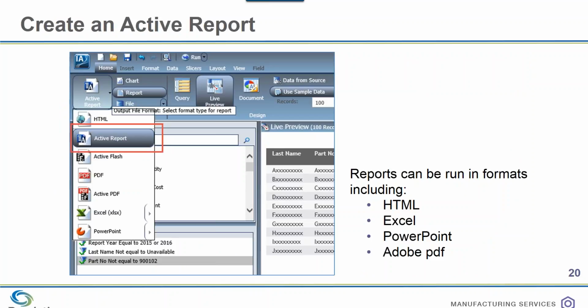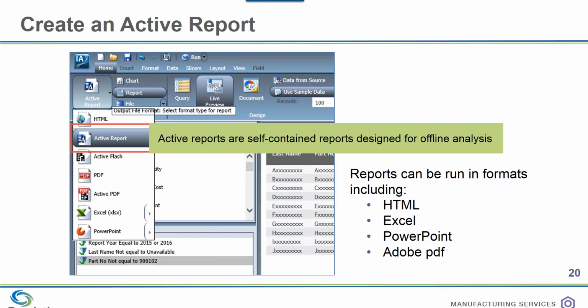So the reports can be run in a variety of formats. I can do that in HTML, Excel, PowerPoint, Adobe PDFs. And another feature is called active reports. Active reports are really self-contained reports that are designed for offline analysis. So they have built into them all of the data and all the JavaScript that's necessary to run that active report. And again, I just simply change it to an active report and run the report.